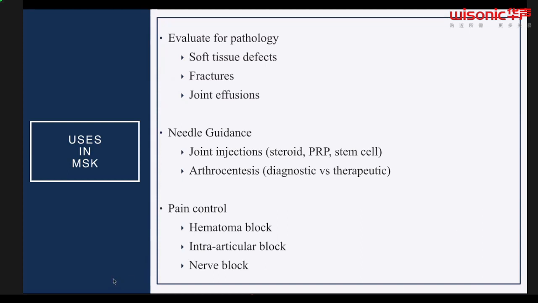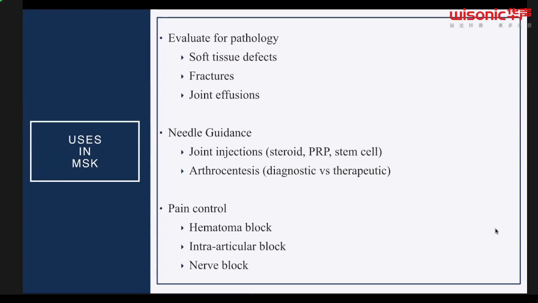And then also it's used a lot for pain control. We do this all the time in the emergency department. So if someone has a fracture, you can use ultrasound to guide the needles and do a hematoma block. For shoulder dislocations, you can do an intra-articular block. You can do it for other dislocations as well, but that's one of the common ones we do for the glenohumeral joint dislocations.